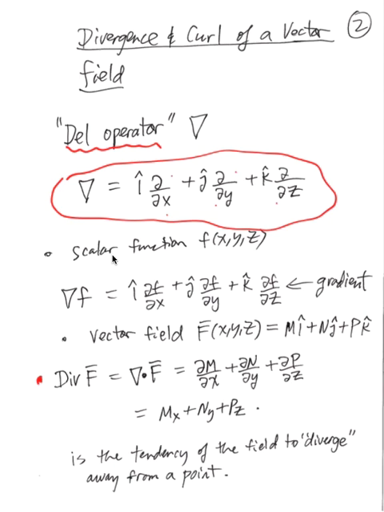of F. Now this is a scalar field. I want to talk about vector fields. Vector fields are going to have i, j, k components. So let's say I've got this F bar here.